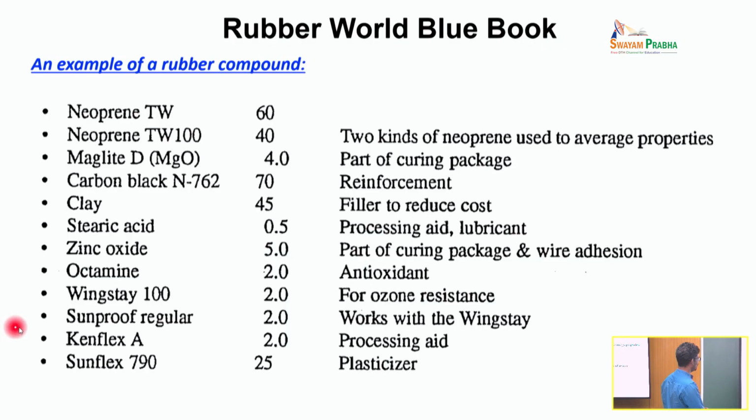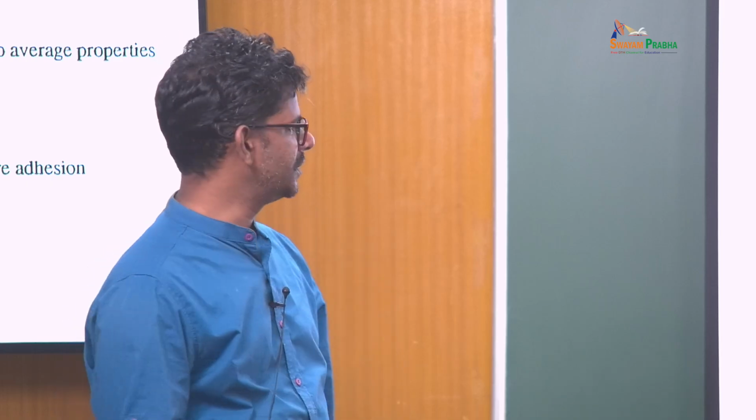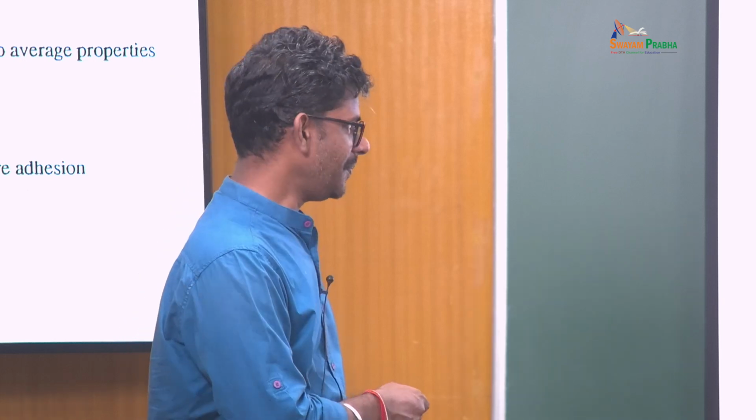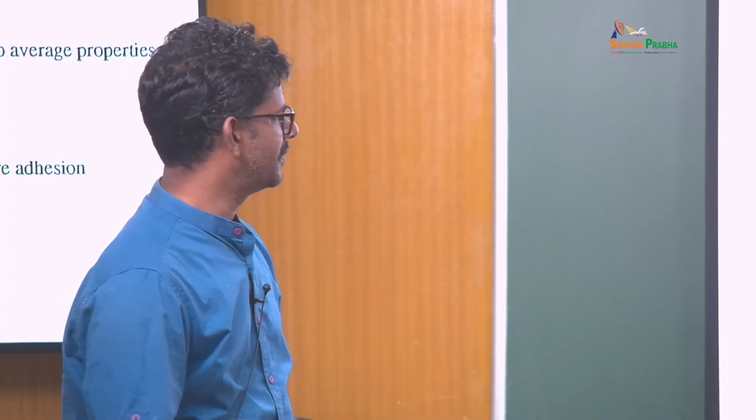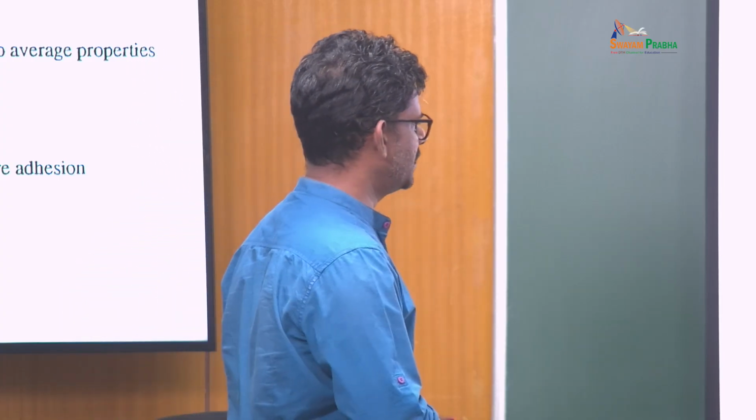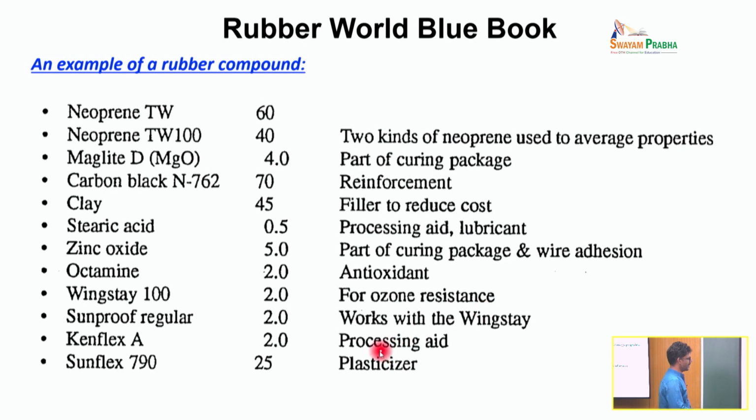Then there is something called, I don't know what this is, Wingstay 100. I don't know what it is. It is saying that it is for ozone resistance. Again, maybe to reduce oxidative degradation. Then there is something called Sunproof Regular. I don't know what it is. It works with the Wingstay, that is the ozone resistance. So they have figured out some way in which they can actually do this ozone resistance. Then something called Kenflex, a chemical that is used as a processing aid, and then Sunflex 79T as a plasticizer.